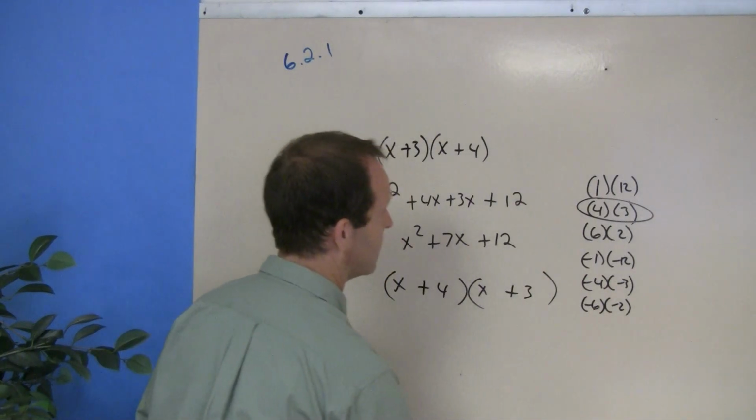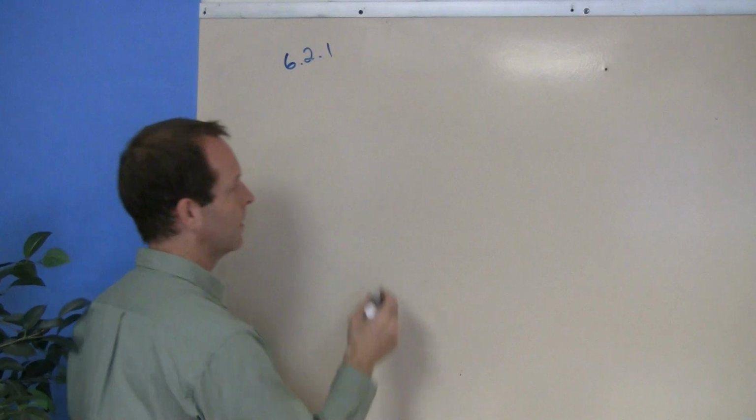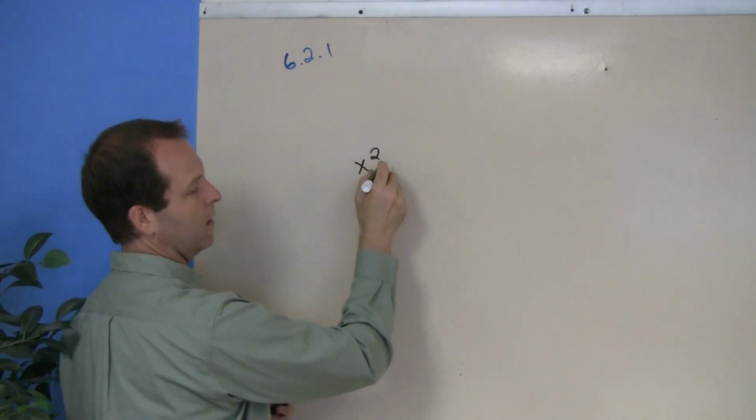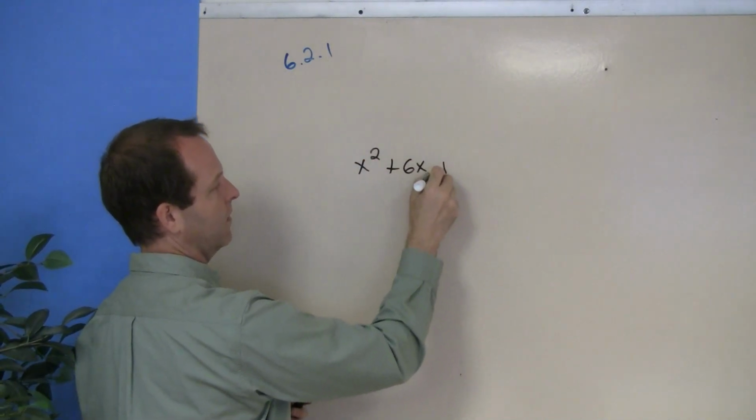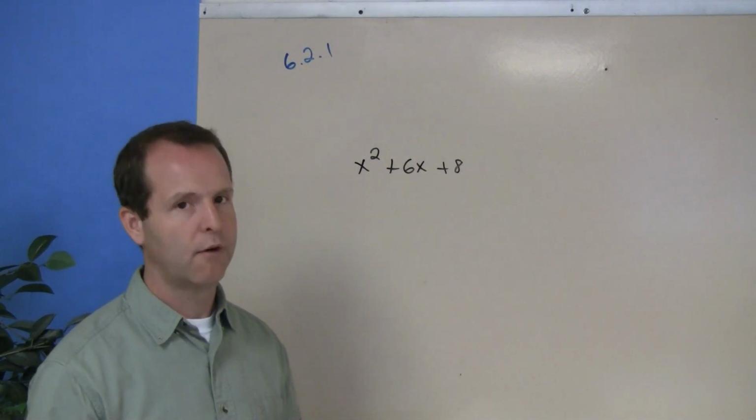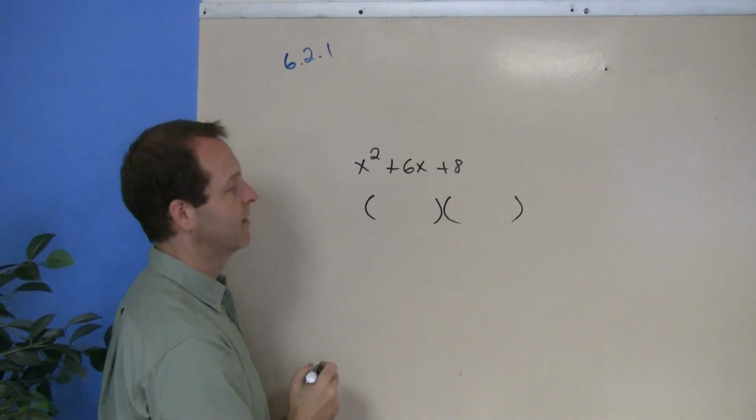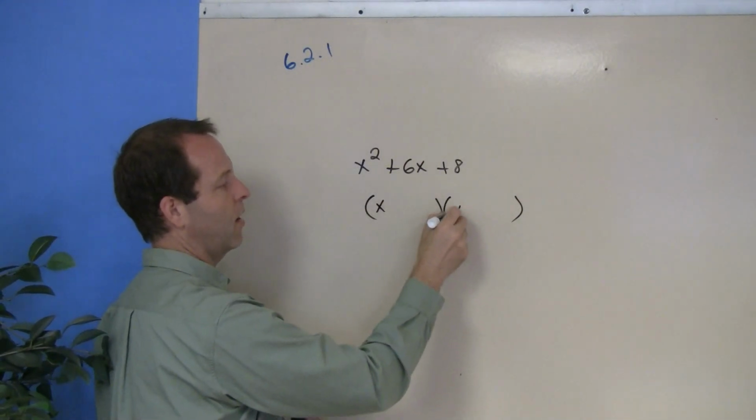All right, let's give you an example where we didn't know where we started. Let's say x squared plus 6x plus 8. It's a trinomial and I want to factor it. The first thing I do without even thinking about it is put down some parentheses, and I put an x in the leading part of both of those.